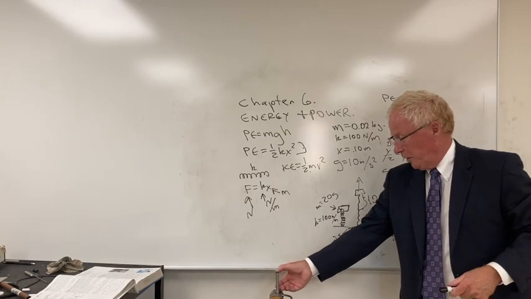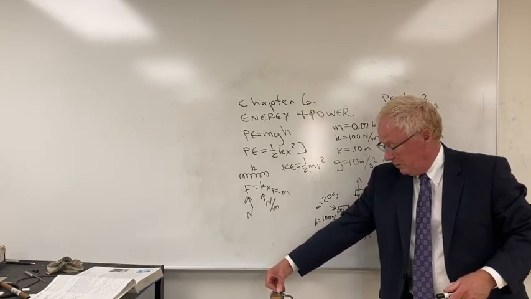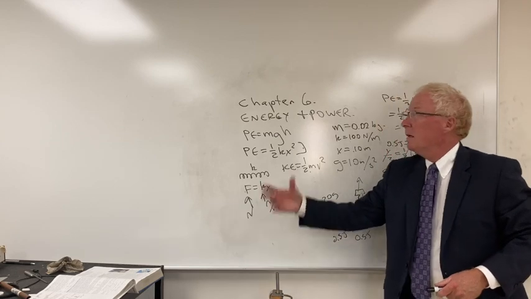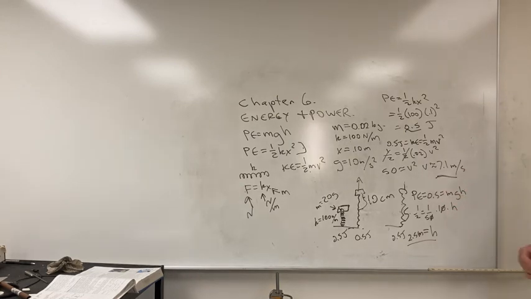So this would be a spring constant of 100 newtons per meter. Compress it by 10 centimeters, let it go. And this includes all the aspects of potential and kinetic energy.